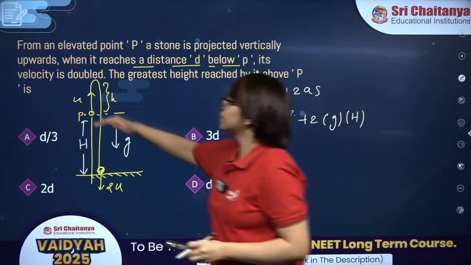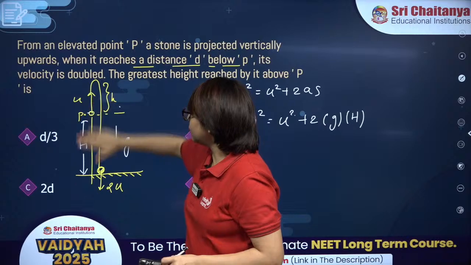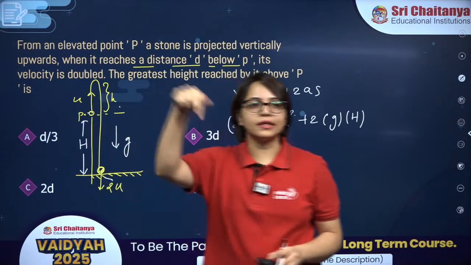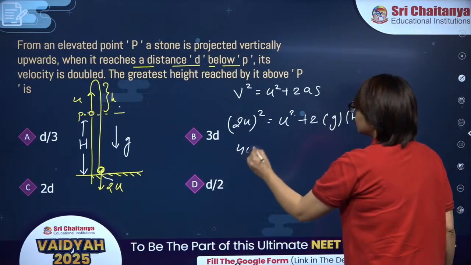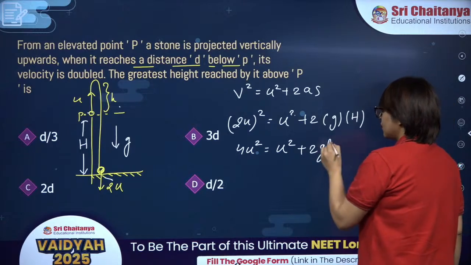The total displacement of the body will be h over here, right? We are starting from this point, we are ending here. So what is the total displacement? H, in the direction of acceleration due to gravity. So we have 4u square is equal to u square plus 2gH, capital H.